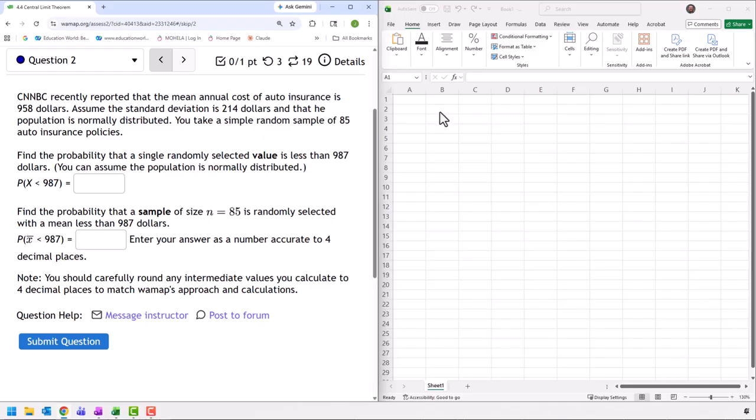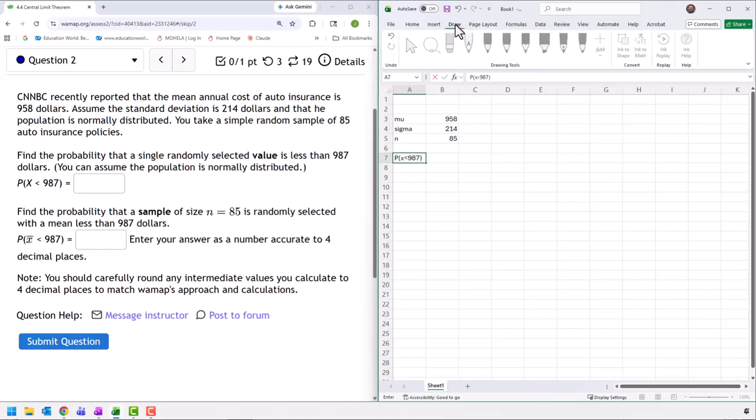So I'm going to put some important information over here. We have mu, which is $958, and sigma, which is $214. Just taking this from here, the mean annual cost of auto insurance is $958. The standard deviation is $214. And then we have samples of 85. So for the first one, the probability of just an individual value being less than $987.